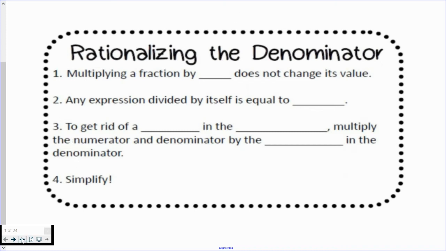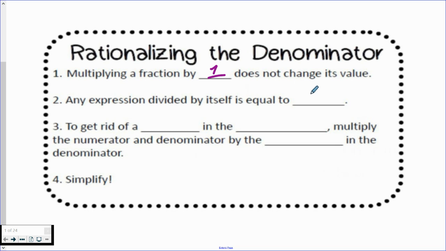So we're going to look at rationalizing the denominator. This is a process that you need to do when you have a radical in the denominator of your fraction. And you're allowed to do it because if you multiply a fraction by 1, it does not change the value. Any expression divided by itself is always equal to 1.